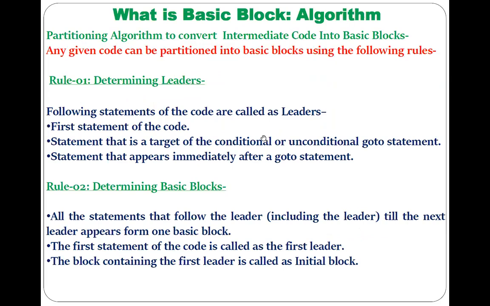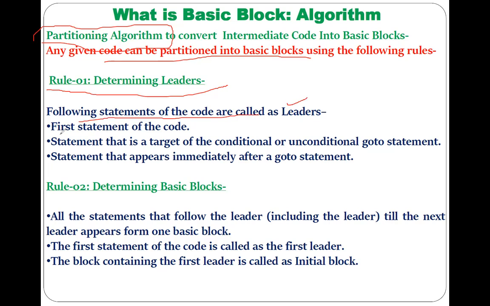Okay. Now how are the basic blocks formed? For that purpose, the partition algorithm is utilized. Regarding the partition algorithm, last time also I explained to you. There are some rules for the formation of basic blocks, so I am just recapping. So what is the first rule? Determining the leaders. Which statements can form the leaders? The following statements of the code are called leaders. Every first statement of the code is called a leader. A statement that is the target of a conditional or unconditional goto statement also forms a leader. And a statement that immediately appears after a goto statement is also eligible to form a leader statement. So the first rule is regarding determining the leader statements.